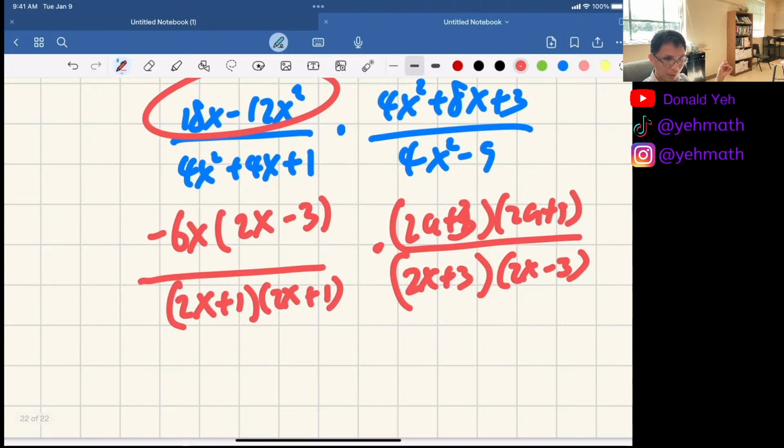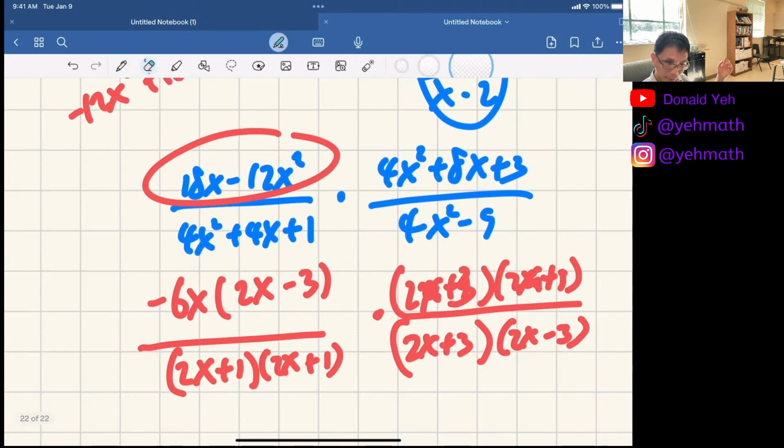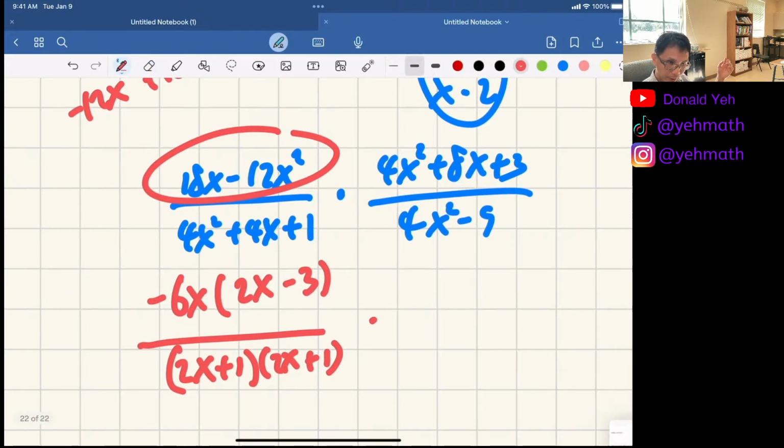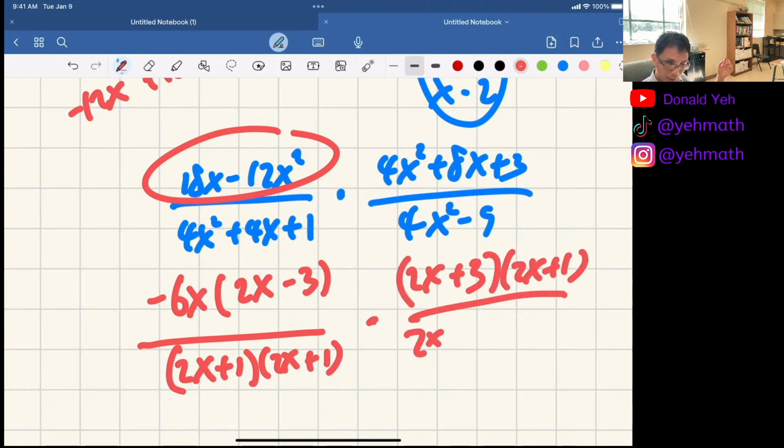And with that being seen, oh, it's 2. This is x. Sorry, this is x. 2x plus 3. Sorry, this is just really bad handwriting. Let me redo that again. That's such garbage. 2x plus 3 and 2x plus 1, right? 2x plus 3 and 2x minus 3.